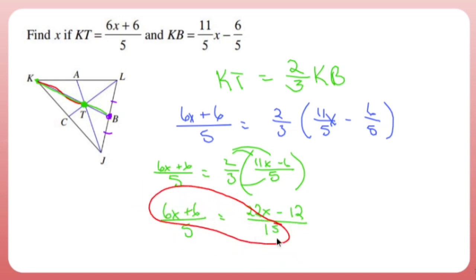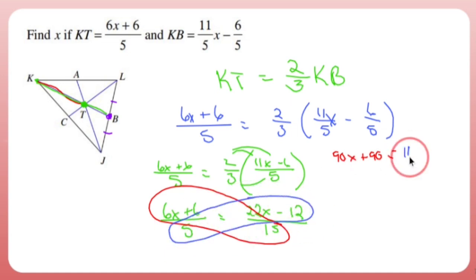I'm going to multiply 15 to 6x plus 6. 15 times 6 is 90, so that becomes 90x, plus 90. I'm distributing 15 to both of these. 15 times 6x is 90x. 15 times 6 is 90, equals. I'm going to crisscross applesauce again. 5 times 22 is 110x. 5 times negative 12 is negative 60.